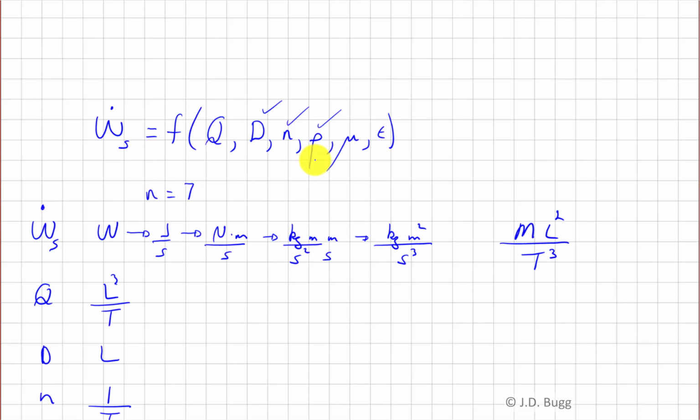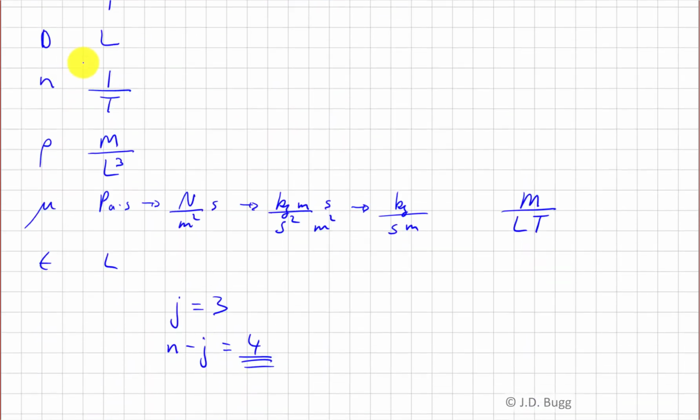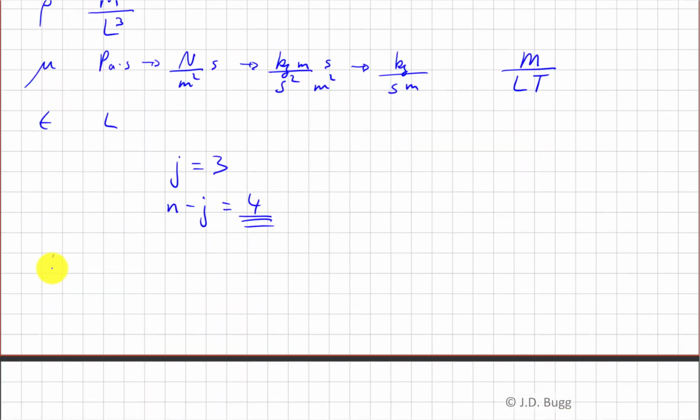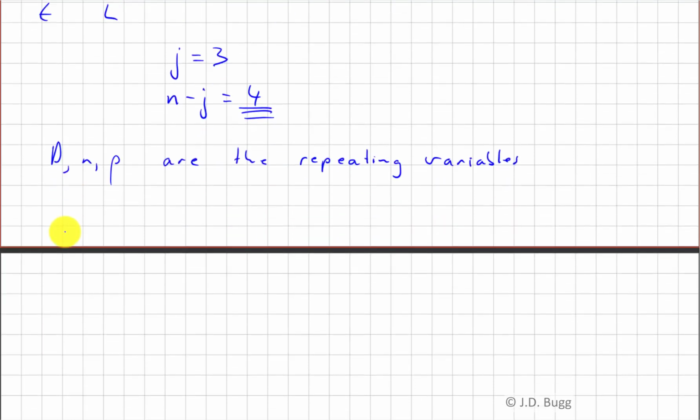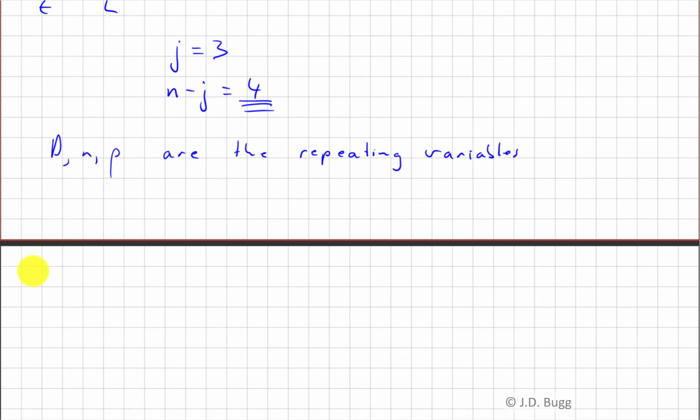So we're going to select D, N, and rho as our repeating variables. So we'll say that here. D, N, and rho are the repeating variables. So we're ready to find our dimensionless groups. And we'll start off with pi 1. And usually we start off with the dependent variable. So we form our first dimensionless group.